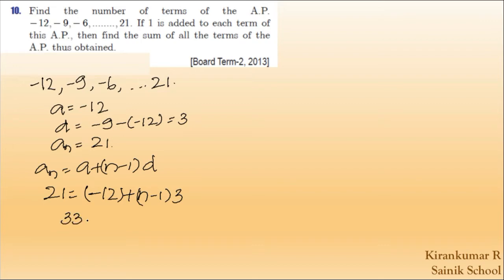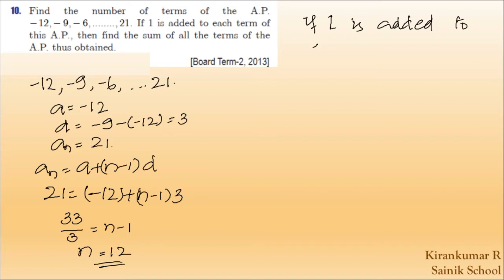So 33 by 3 will be the value of n minus 1. So n, you'll get it as 12. So the number of terms are 12. If 1 is added to each of the terms, we get minus 11 as the first term, minus 8 as the next term, minus 5 as the third term, and the last term would become 22.